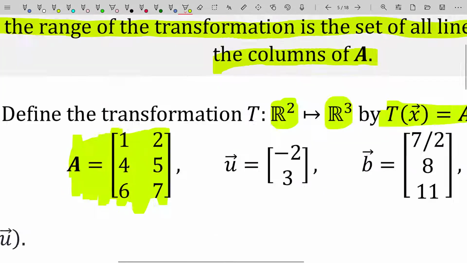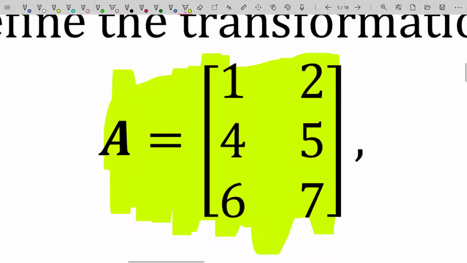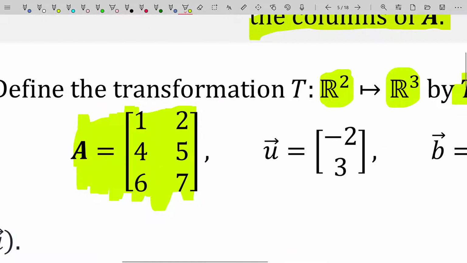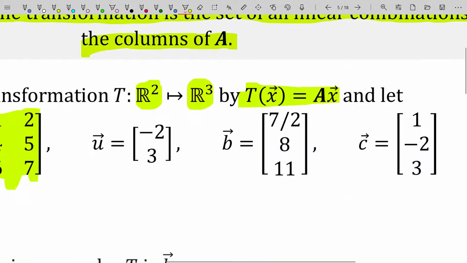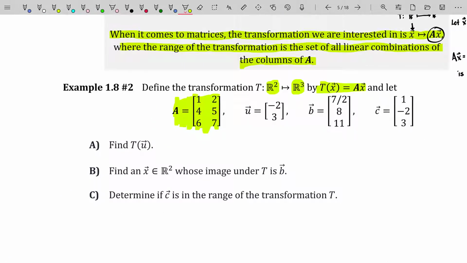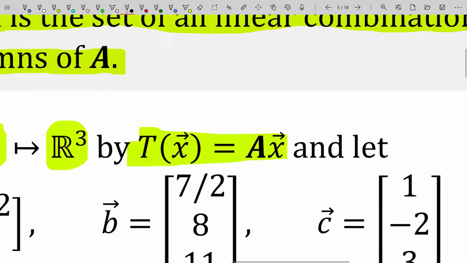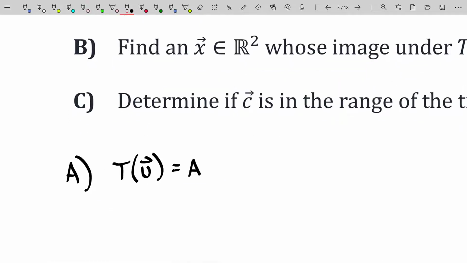Well, here we finally have a mechanical look at the transformation. It takes this matrix A and multiplies it against whatever vector you're plugging in. For the time being, ignore u, b, and c right here. We're going to use those in our examples, a, b, and c down there. In fact, let's go ahead and start right now by finding the value of T of u. Well, by definition, T of x is just the matrix A times x, so T of u must be the matrix A times the vector u.